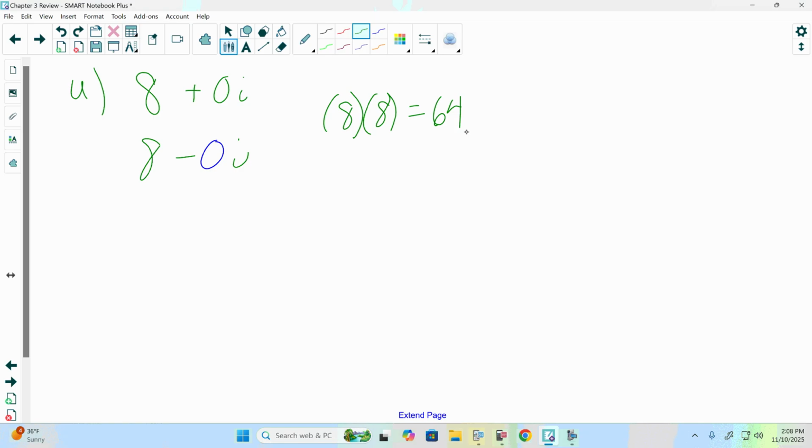I don't think one of those comes up on the test, but if it does, we know how to do it, because we're only changing the sign in front of the term with I. There is no term with I, so it just comes back out to 8. Questions on any of this here? That is it.